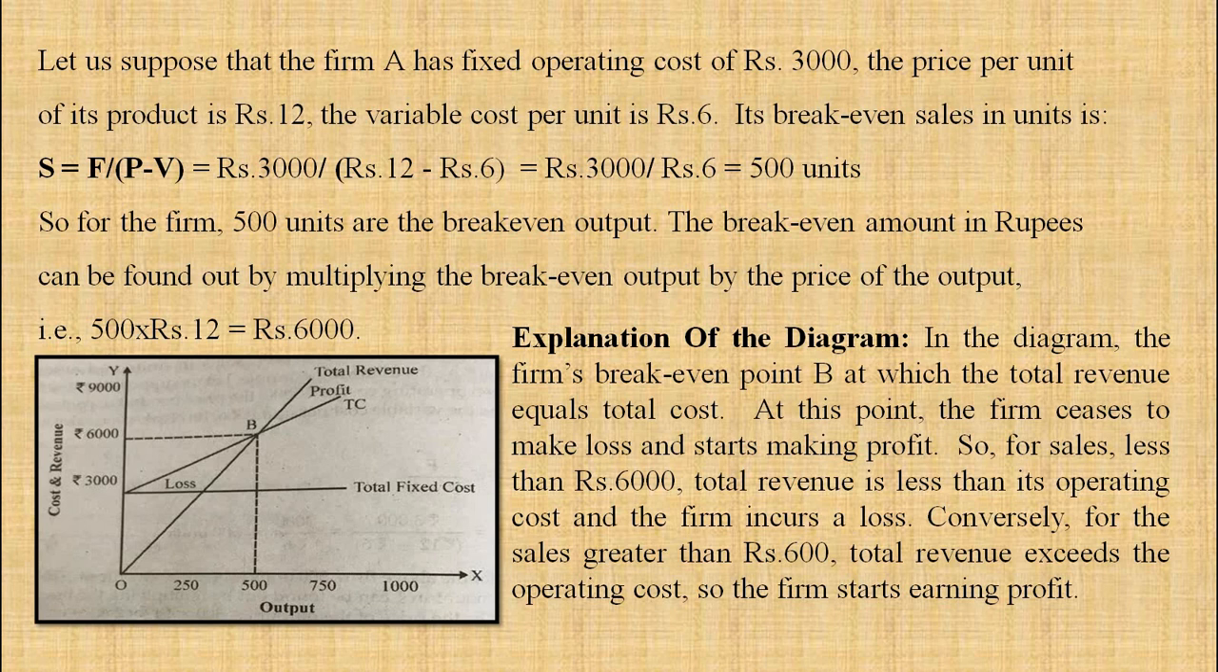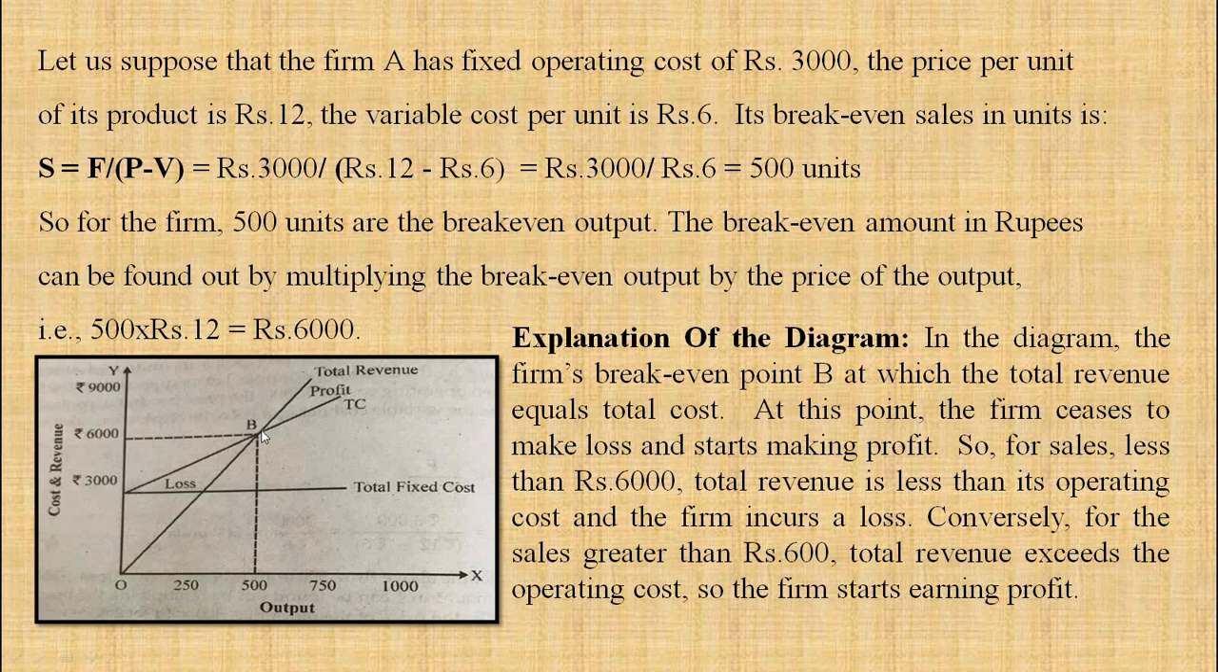So for the firm 500 units are the break-even output, and the break-even amount in rupees can be found out by multiplying break-even output by the price of the output. So 500 into 12, that is 6000. Now look at the diagram. In the diagram, the firm's break-even point is at B, at which the total revenue is equal to total cost. At this point, firm ceases to make loss and starts making profit.